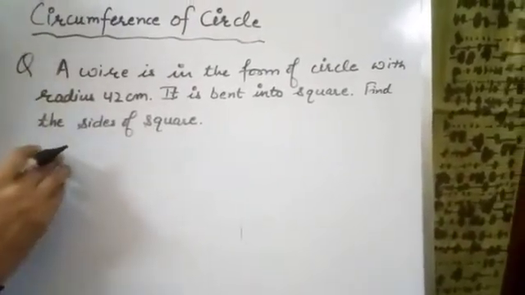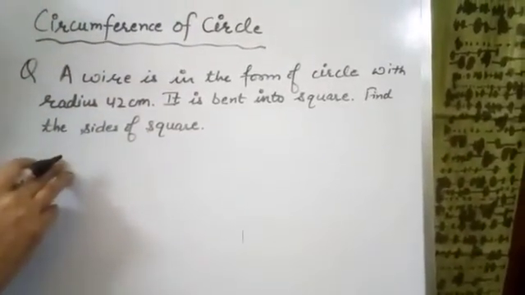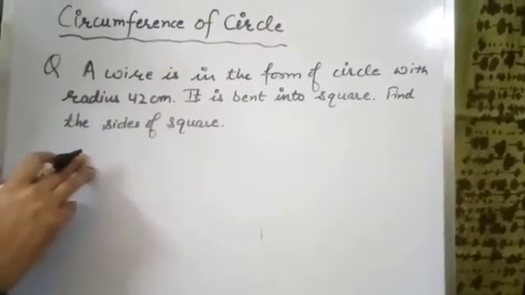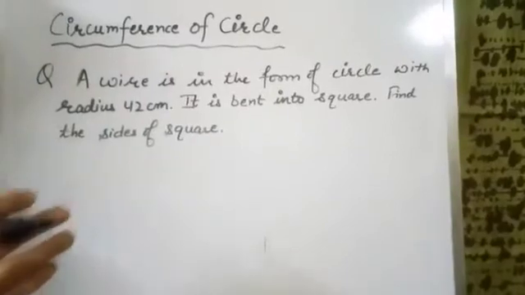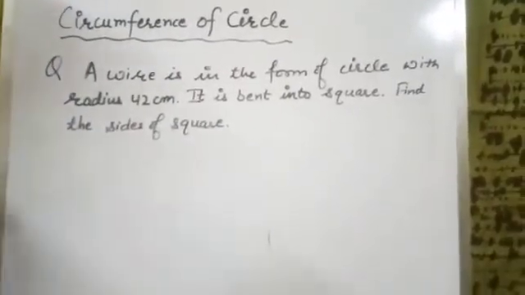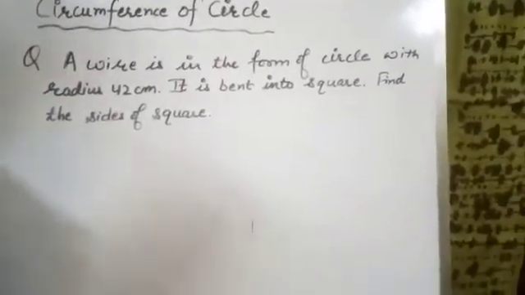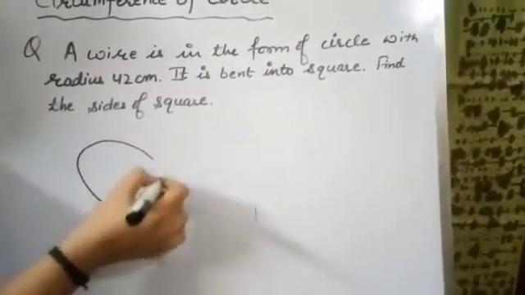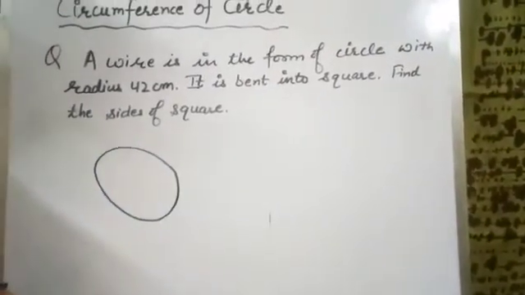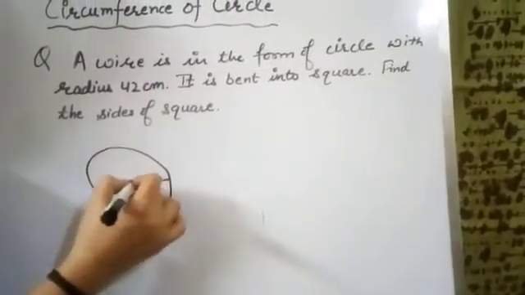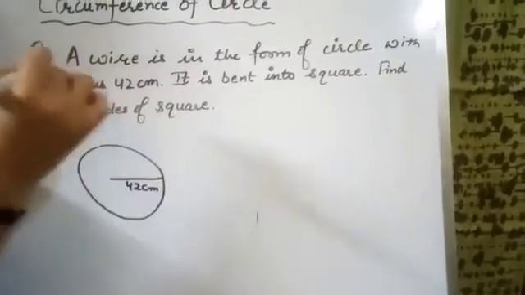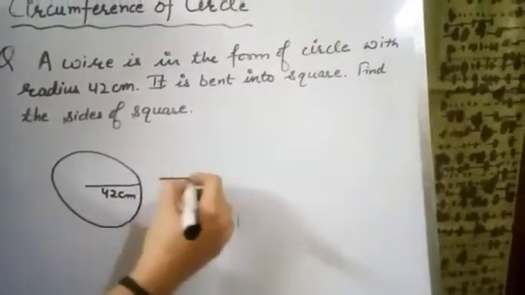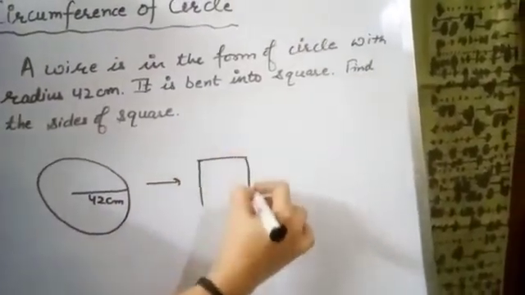The first question I have taken here. A wire is in the form of a circle with radius 42 centimeter. It is bent into a square, and we have to find the side of that square. If I take this wire, it is bent in the form of this circle whose radius is given to us, 42 centimeter. Now this wire is reopened and then bent into the form of a square.